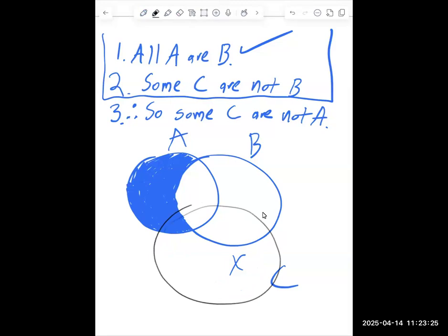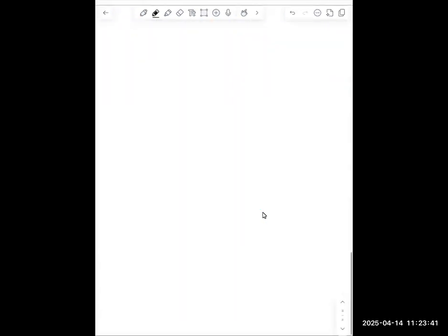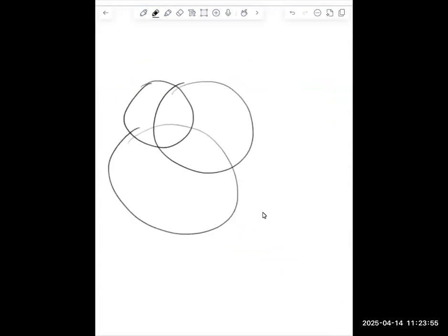So hopefully you get an idea how we use these some and some are not statements, right? It really helps if we always start with the all or no, and then we use our some statement, right? What do we do if we have two some statements? Well, honestly, it doesn't really matter because two some statements don't prove very much, at least not in categorical logic. Let me erase that.